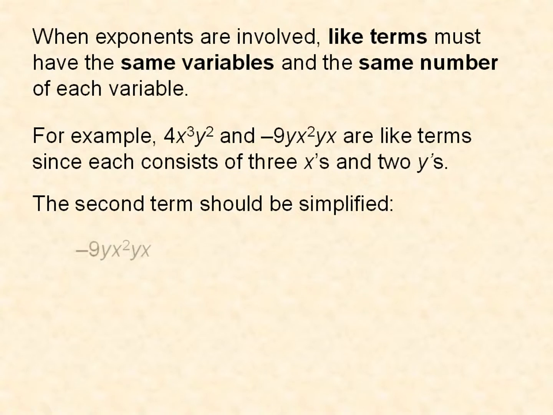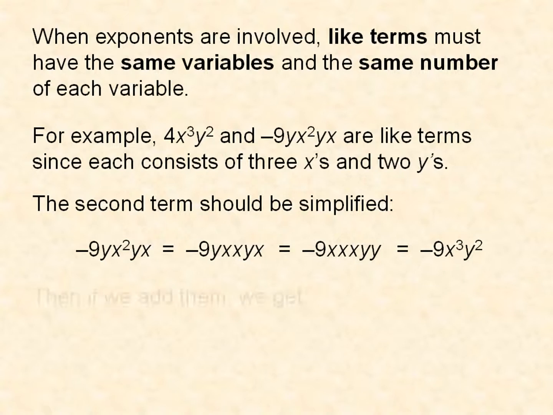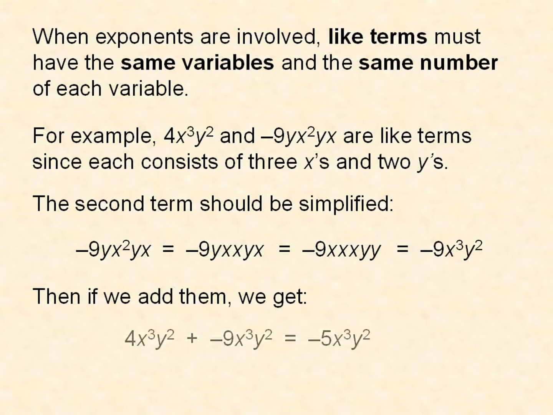-9yx^2yx is -9yxxyx, and then putting them in alphabetical order, -9xxxyy, which is -9x^3y^2. Then if we add these like terms, we get 4x^3y^2 plus -9x^3y^2 equals -5x^3y^2.